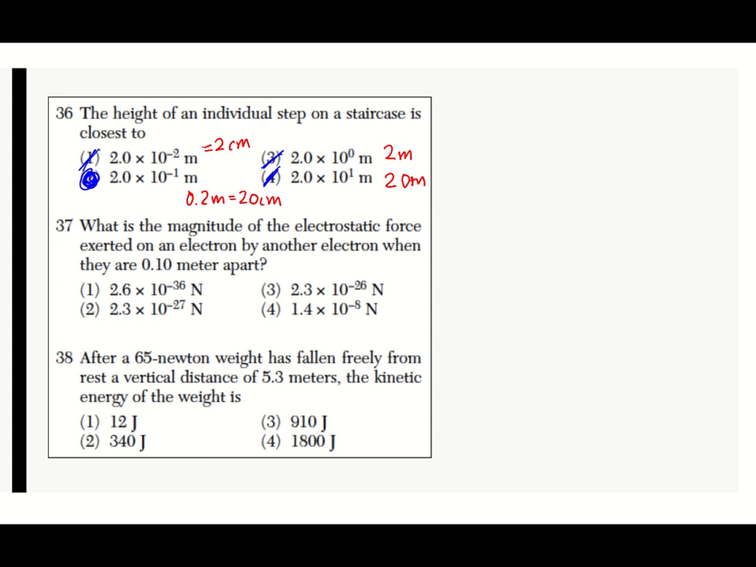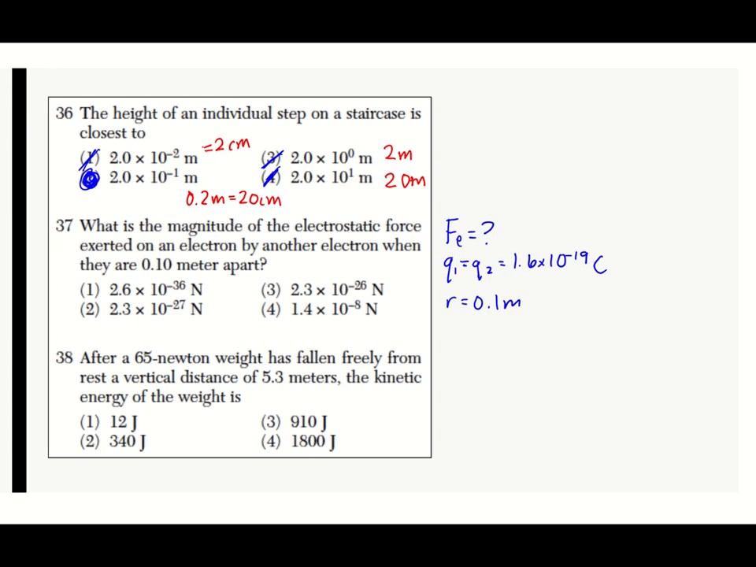Okay. Number 37. What is the magnitude of the electrostatic force exerted on an electron by another electron when they are 0.1 meters apart? So let's first identify things. So we are looking for magnitude of the electrostatic force, that is Fe. We have 2 electrons, so their charges, both of them are going to be identical. 1.6 times 10 to the negative 19 coulombs, that's elementary charge on the front of your reference table. That's for an electron or proton. And their separation distance is 0.1 meters.